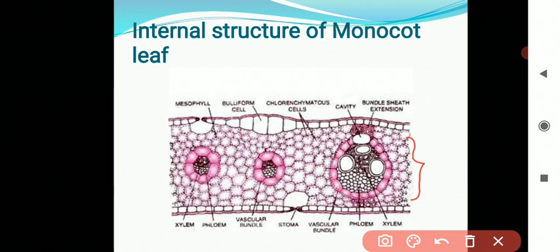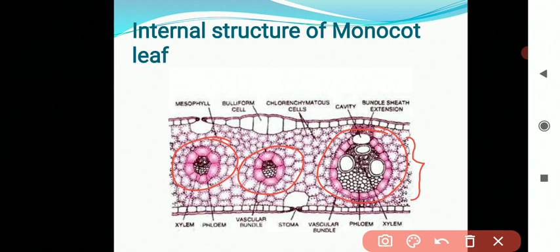as well as photosynthesis. Now this internal structure is characterized by presence of vascular bundle. Here we can see the vascular bundle. These are the vascular bundles. These are nothing but the leaf veins, and in monocot leaf parallel veins are present, or parallel venation is present. Now let's discuss regarding vascular bundles. Here the vascular bundles are closed.